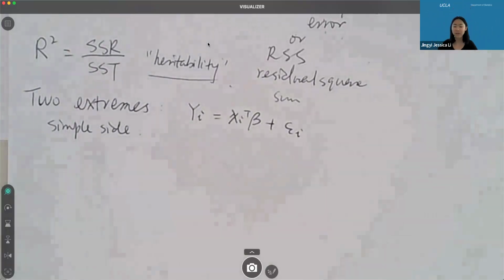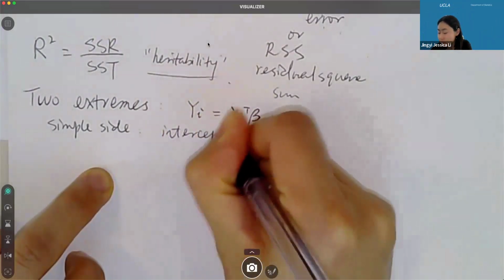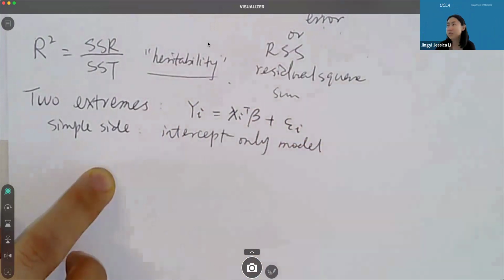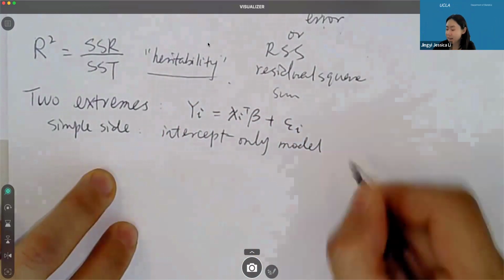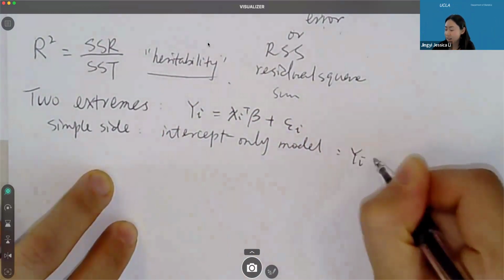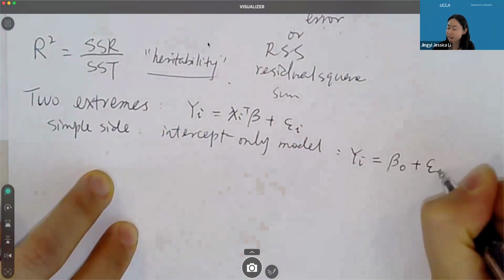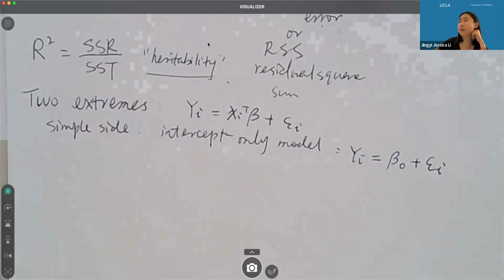Yeah, that's the simple model. And this is called the intercept only model. So you just have one intercept. In this case, I would just write it as yi equals beta 0 plus epsilon i. So the differences in yi are purely due to the error term. The intercept is the same.